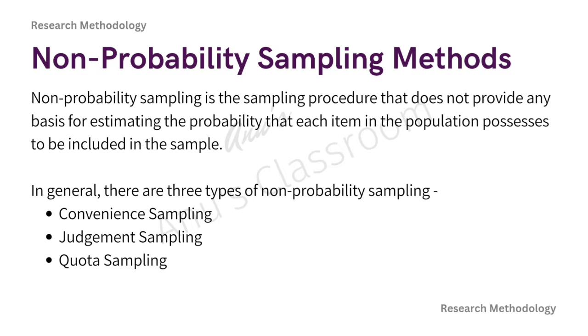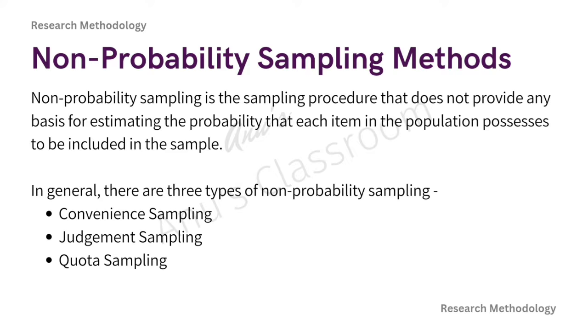Another type of sampling. So all this while we were dealing with probabilistic sampling methods. Now we also have to talk about the various non-probability sampling methods. Non-probability sampling is that sampling procedure which does not provide any basis for estimating the probability that each item in the population has of being included in the sample. Like in our raffle draw, we said if there are 10 coupons in the box, every coupon will have a 1 by 10 probability that it will get drawn. But in these kinds of sampling methods, we cannot assign such a probability at all.